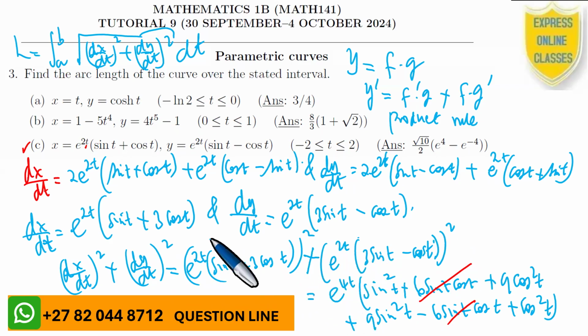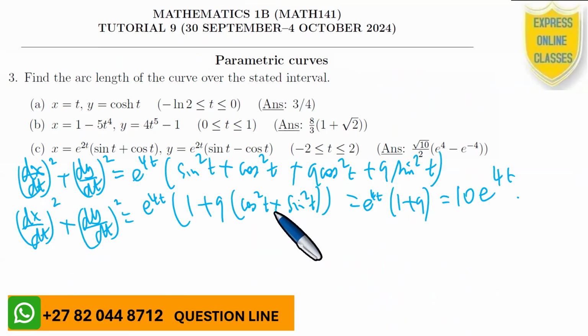So e to the 4t is going to be a common factor from the two expressions, giving us a sine squared and then 6 sine t cosine t, and then the 9 cosine squared t. Then we have the 9 sine squared t minus 6 sine t cosine t plus cosine squared t. Now at this point, we have the sine squared plus cosine squared t.